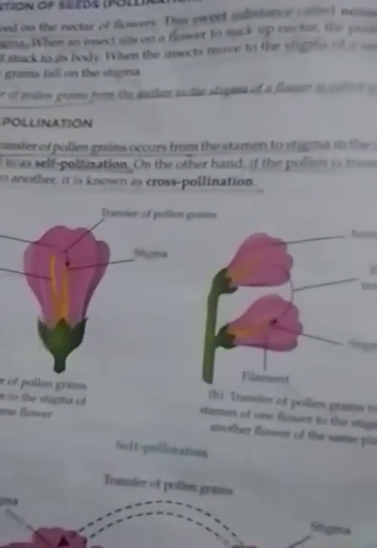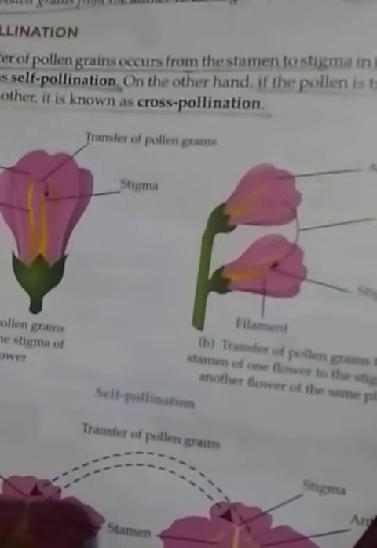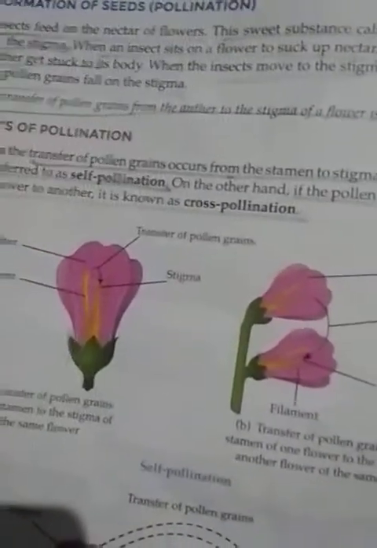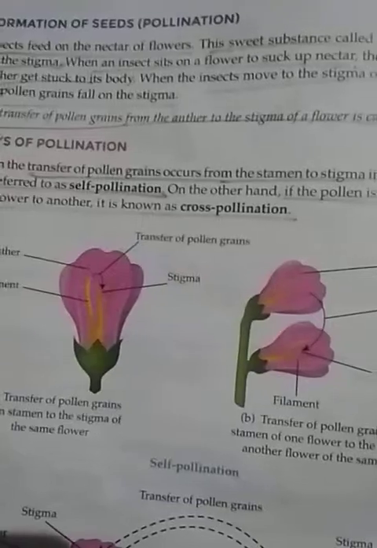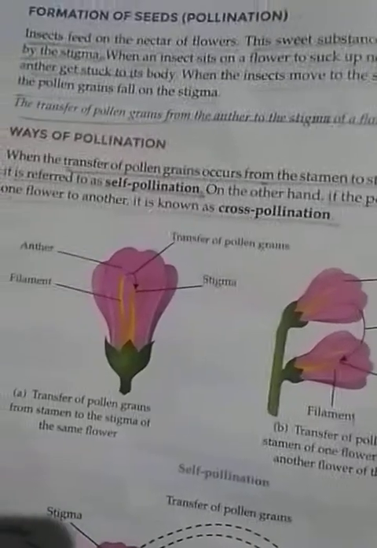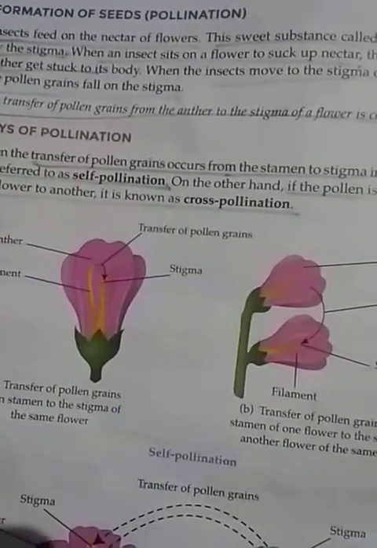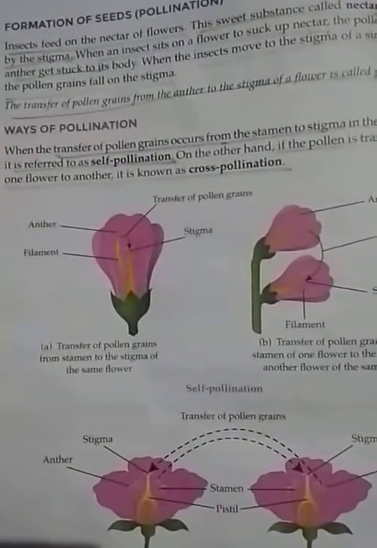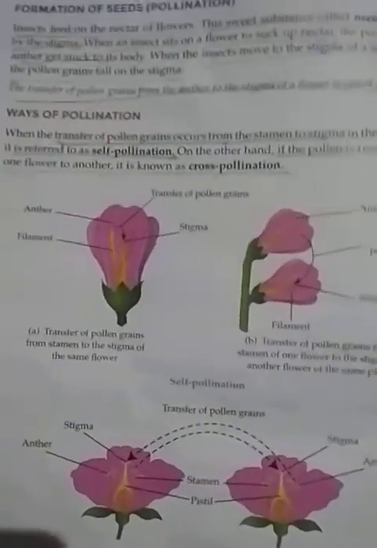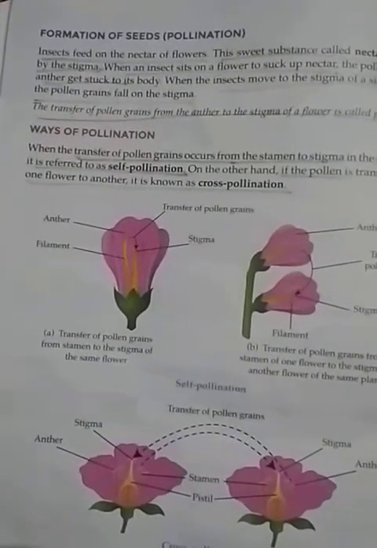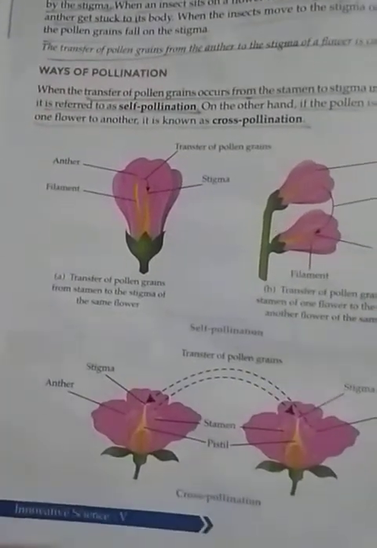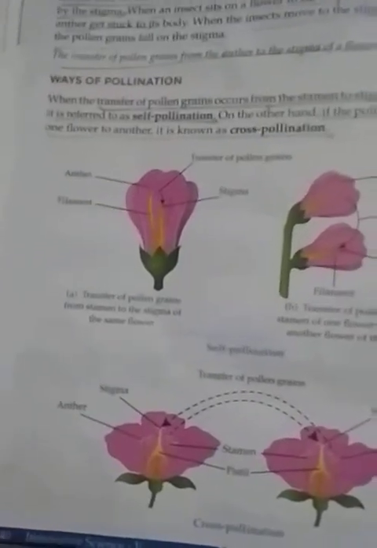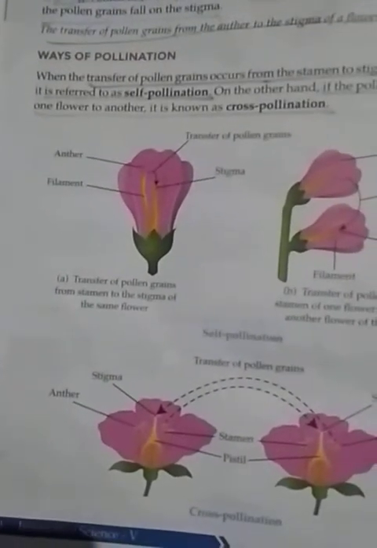So pollination is a process in which the pollen grains, the yellow powdery substance, are transferred from the anther to the stigma. That process is known as pollination. Clear? So this is pollination. Transfer of the pollen grains from the anther to the stigma is pollination.